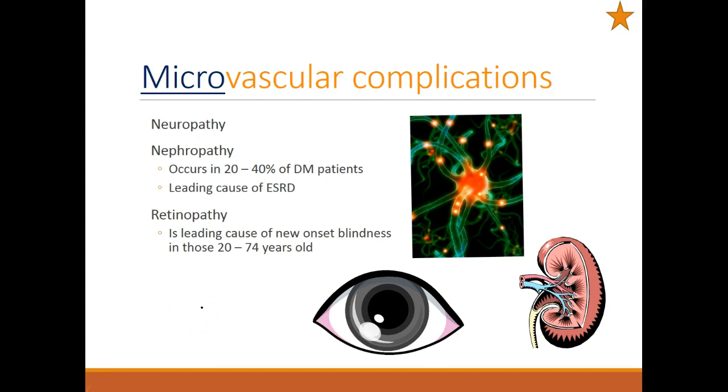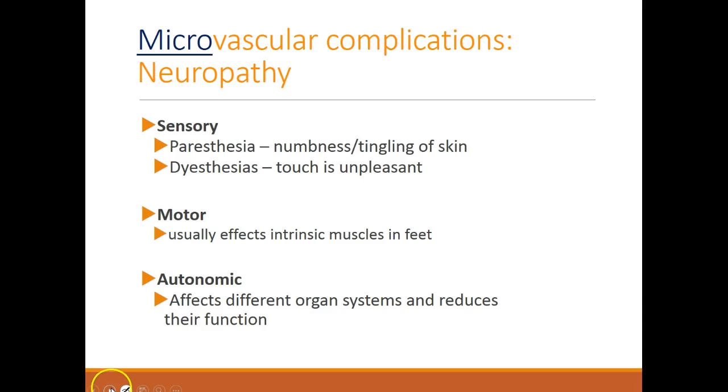Your microvascular complications, remember, think small. You're going to think of the eyes, nerves, and our kidneys. Nephropathy occurs in 20 to 40% of all diabetic patients and is the leading cause of end-stage renal disease. Retinopathy is the leading cause of new onset blindness, particularly in those between the ages of 20 and 74. Microvascular complications.